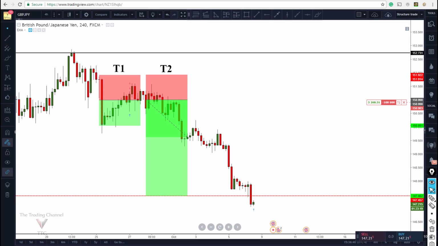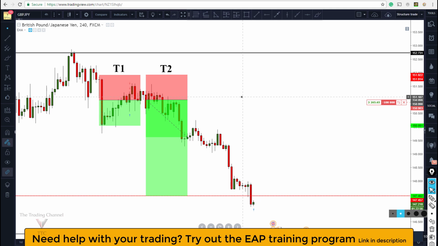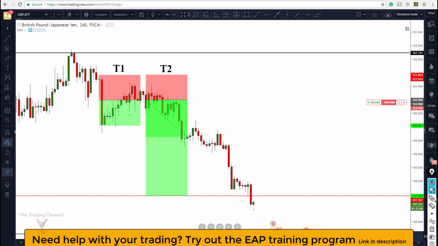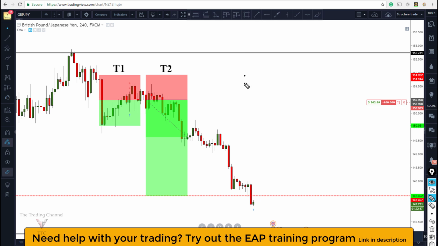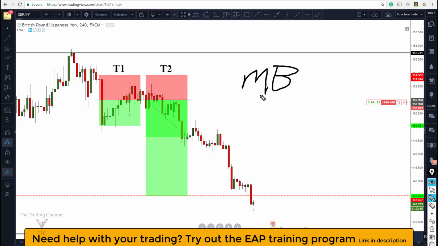Alright guys, so before we get started with how to actually take multiple targets, let's talk about some of the main benefits of using multiple targets in a trading strategy. As you can see on your screen, we have a trade on the pound yen. This is a trade we took in the EAP Training Program and that was sent out to each member of that program. This trade is a good example of how we use multiple targets to increase the profit potential of a trade.